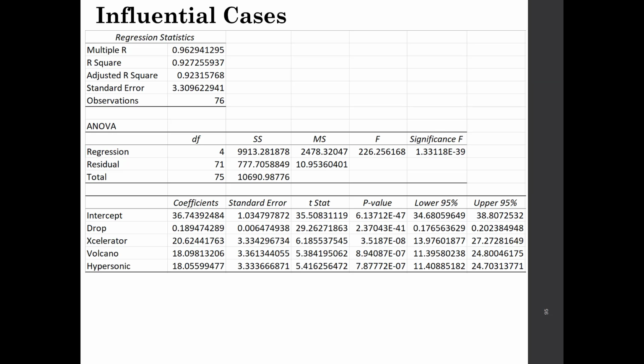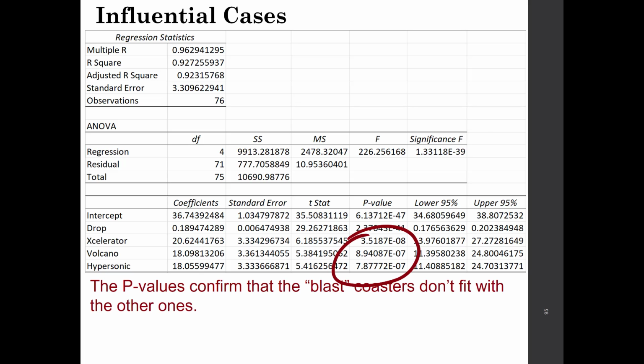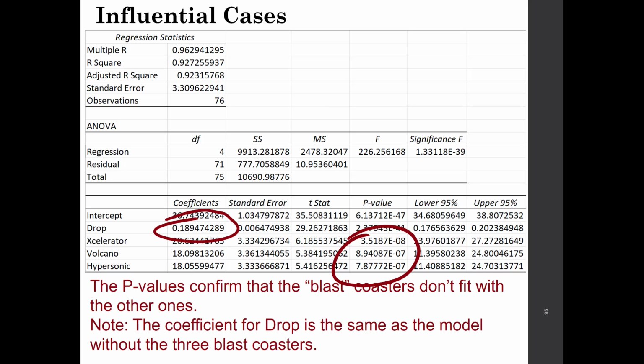I used these extra columns to include 3 more predictors in my regression. So we ran the regression now with drop as my first predictor, and then the Accelerator indicator variable, the Volcano indicator variable, and Hypersonic. If you look at the p-values for the 3 blast coasters, those indicator variables, they are very small. So this indicates that the blast coasters don't fit with the other ones. And the coefficient for drop, notice, is the same as in the model without the 3 blast coasters.